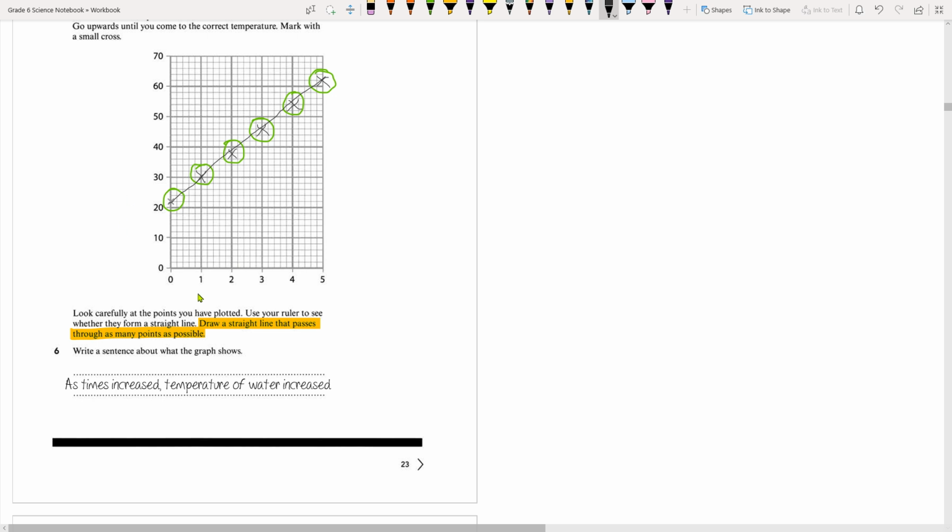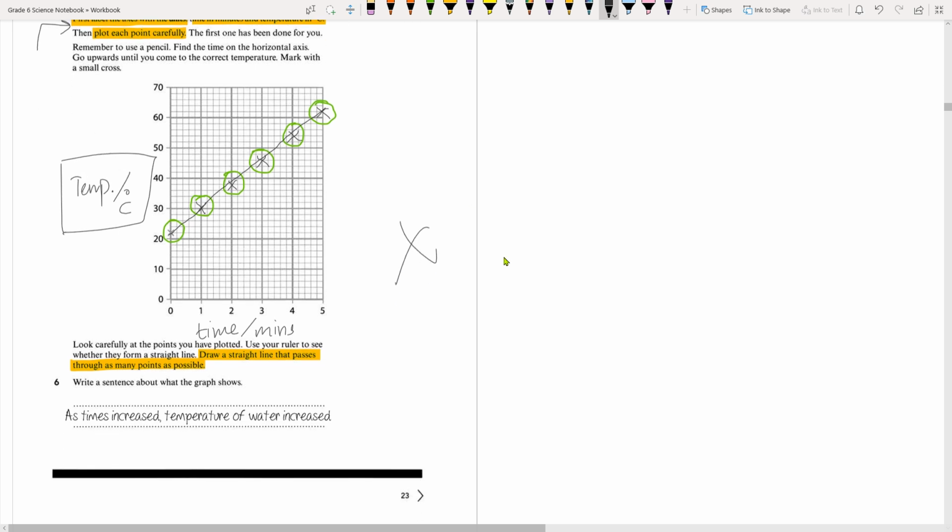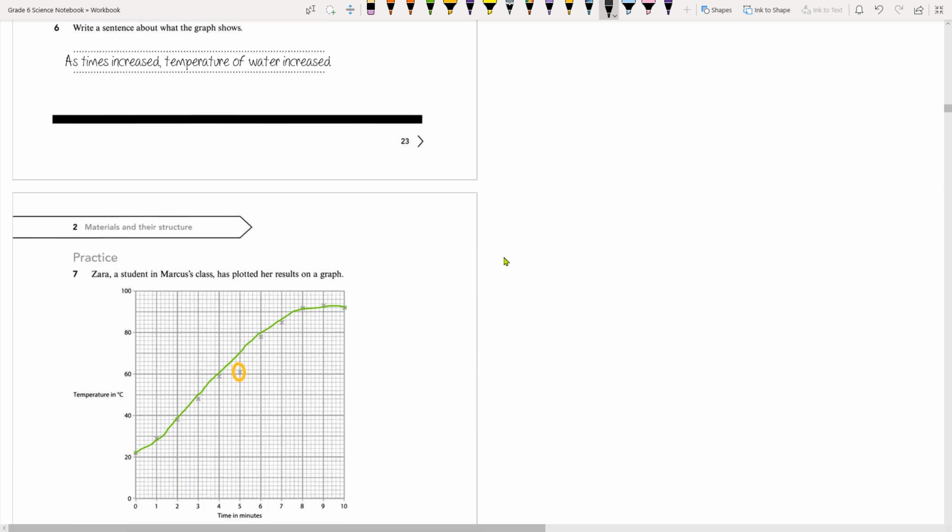Now over here you need to put in your axes as well, right? The time is in minutes, and here we have temperature in degrees Celsius, right? So these need to be written as per the requirement of the question. First label the axes with units. If the graph is without axes, then it is never checked. Even in the assessment, if you do so, I'm not going to check that, right?